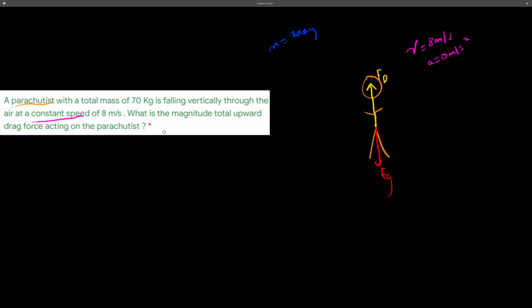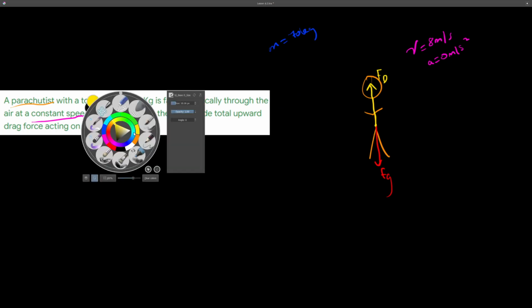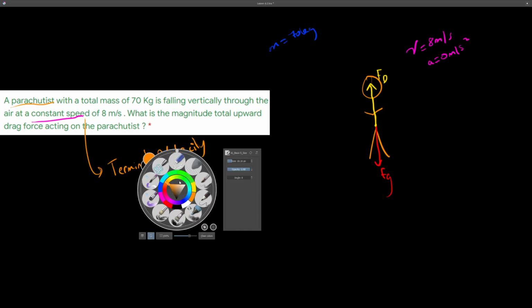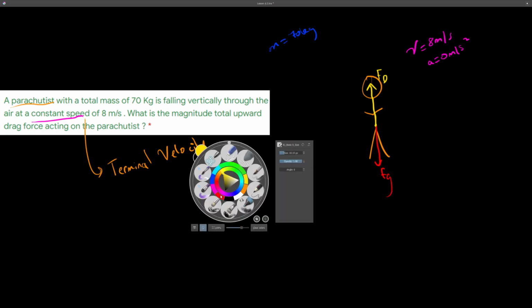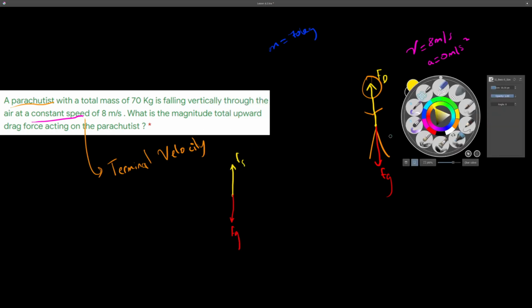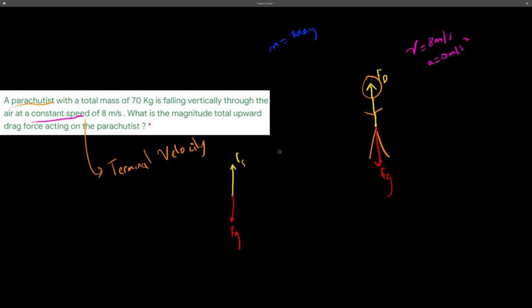Now, it's important to note that when you're falling vertically, so when you're free falling, and you're at a constant speed, that also means that you're at terminal velocity. And if you remember, when you're at terminal velocity, that means that the drag force is going to be equal to your weight. So it's important to note that. We can also do it mathematically. So the mass times gravity is equal to weight, or Fg. So we can just find it using 70 times 10, which is equal to 700 newtons.